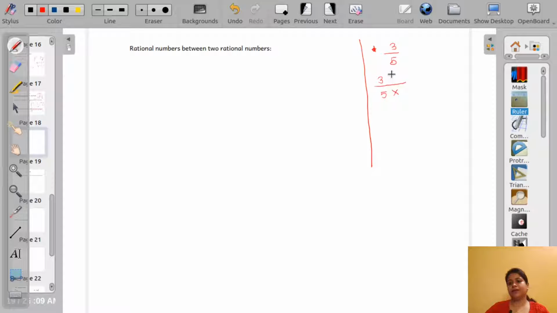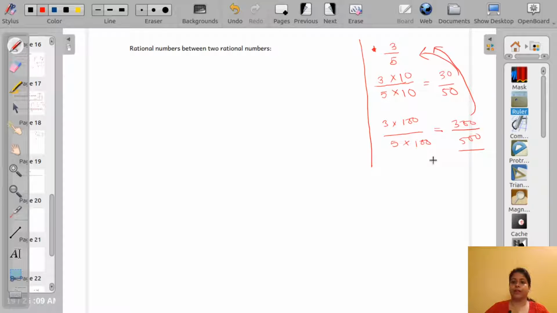We need to multiply both the numerator and denominator with the same number. Okay, that is 30 by 50. This is an equivalent fraction of 3 by 5. Or we can multiply this with 100 as well. Both the numerator and the denominator, we have to multiply with the same number. So it is 300 by 500. This is also an equivalent fraction of 3 by 5. Okay. Now using this concept only, we will find the rational numbers.